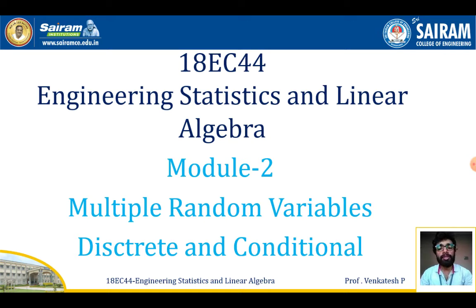In my previous lecture, I discussed continuous bivariate random variables and also the joint PDF and joint CDF with respect to continuous random variables. In this lecture, I am going to discuss the discrete bivariate random variable and also the conditional bivariate random variable. As I told in the previous lecture, the joint PDF and joint CDF are applicable only in the case of continuous bivariate random variables. In the case of discrete bivariate random variables, we can use only the joint PMF as well as the joint CDF.